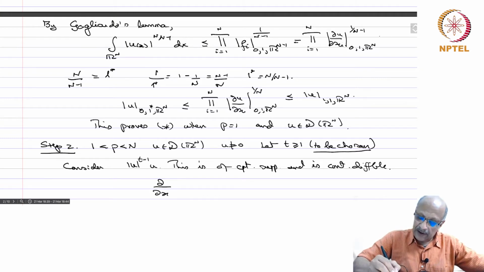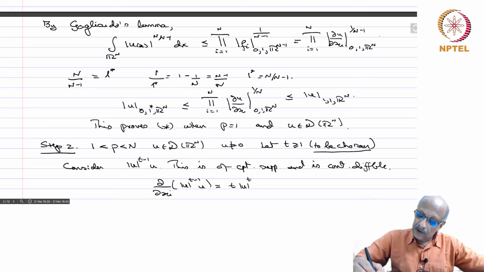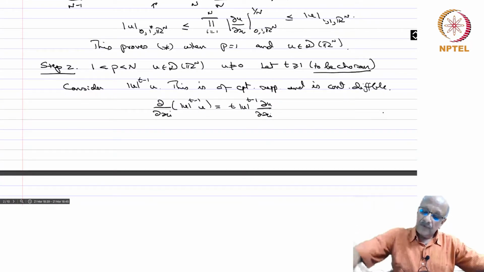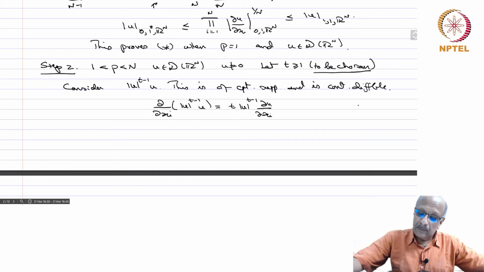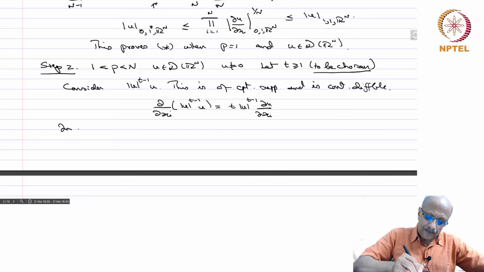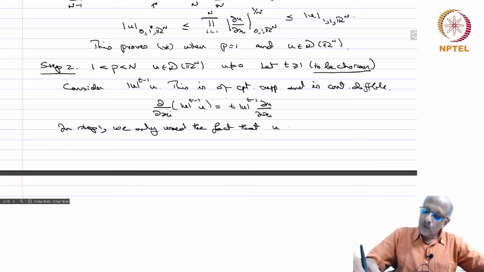So in fact you can write d by dx_i of |u|^(t-1) u is nothing but t times |u|^(t-1) du by dx_i. So this is simple elementary calculus which you can check for yourself. If you take f of x going to |x|^(t-1) x, that's a continuously differentiable function, and this will give you the derivative. Okay. So in step 1 we only used the fact that u was continuously differentiable.